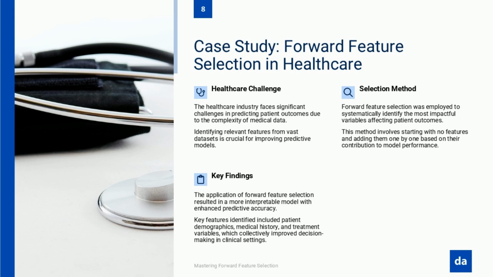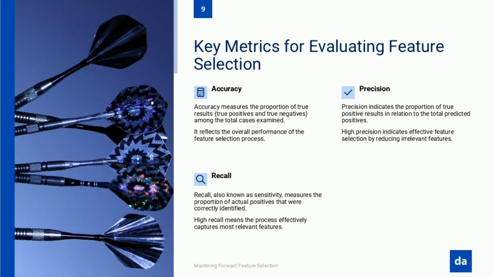But how do we measure whether forward feature selection is really working? What makes one feature set better than another? That's where performance metrics come in. Let's break down how we evaluate the success of feature selection. So, how do we know if forward feature selection is actually doing its job? Sure, we've picked a set of features, but how do we measure whether they're better than the rest? This is where performance metrics come into play, the stats that separate a good feature selection process from a bad one.